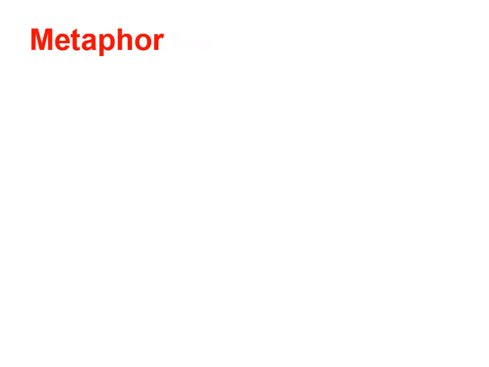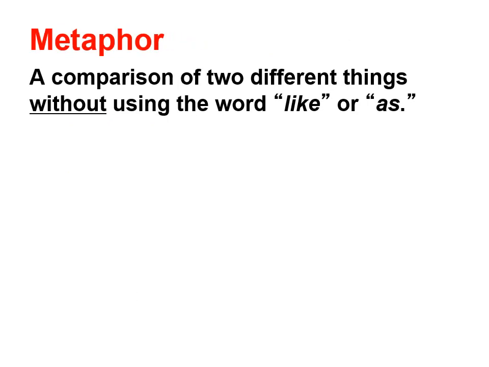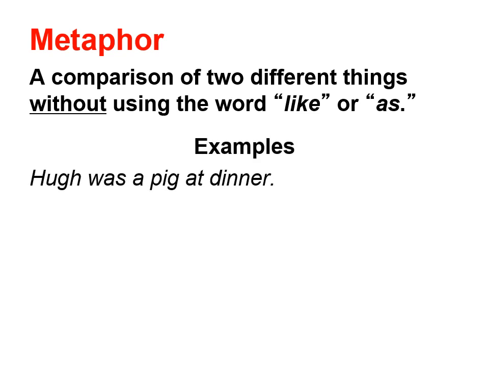Okay. Now, the second literary device is metaphor. Metaphor is a comparison of two different things without using the word like or as. So it's just like a simile, except it doesn't use like or as. Okay? So you must compare two different items. Hugh was a pig at dinner. So Hugh is being compared to what? That's right, Hugh is being compared to a pig.